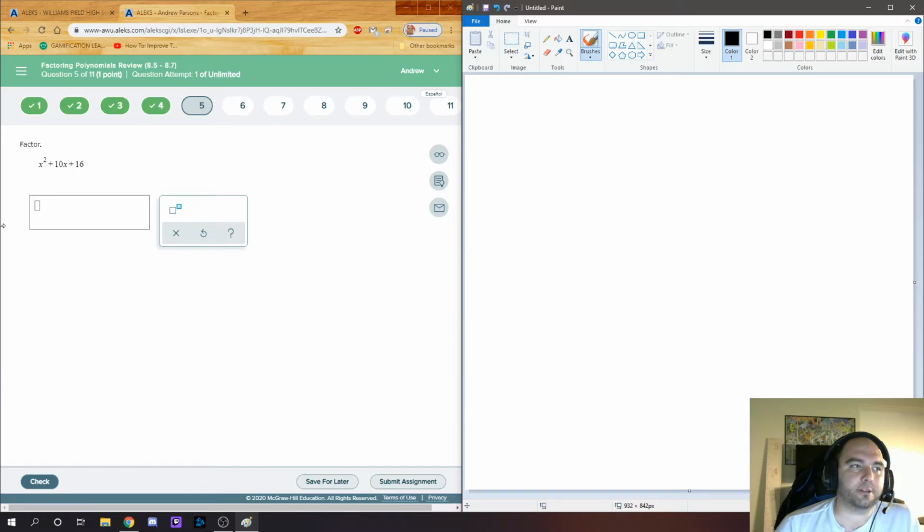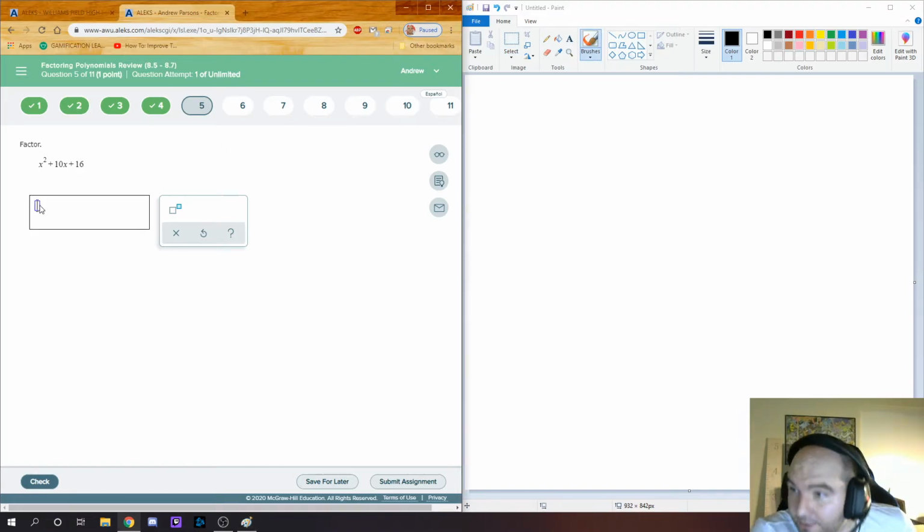Go figure, how intelligent. All right, on this one, I'm not even going to write it out. I can look at it and say, what multiplies to make 16 but adds up to make 10? 8 and 2. So x plus 8, x plus 2. I mean, look at it. X times x makes x squared. X times 2 is 2x. 8 times x is 8x, which adds up to 10, by the way. And 8 times 2 is 16.